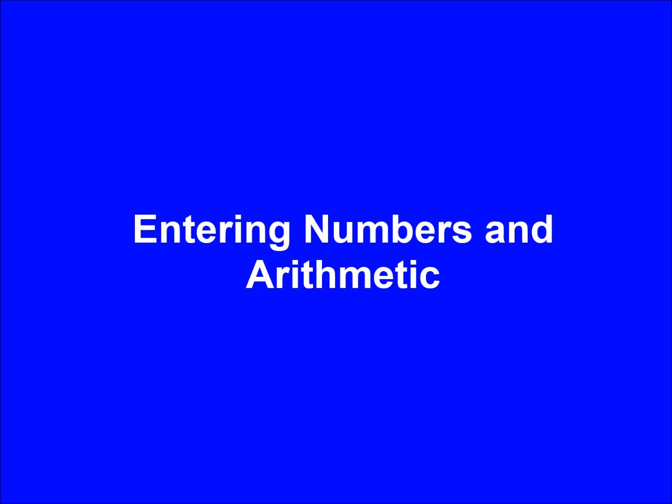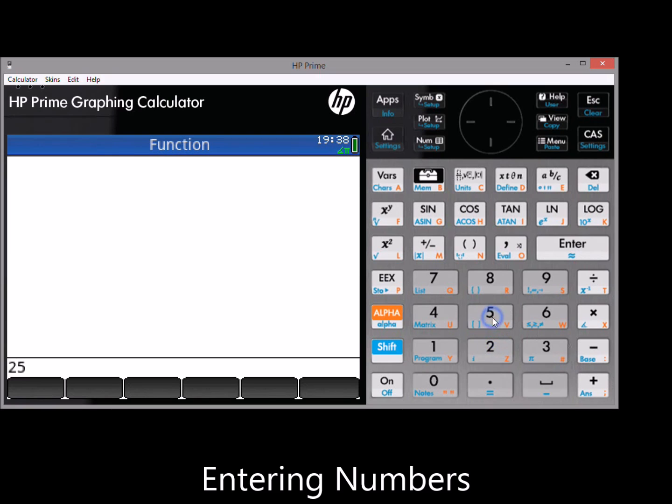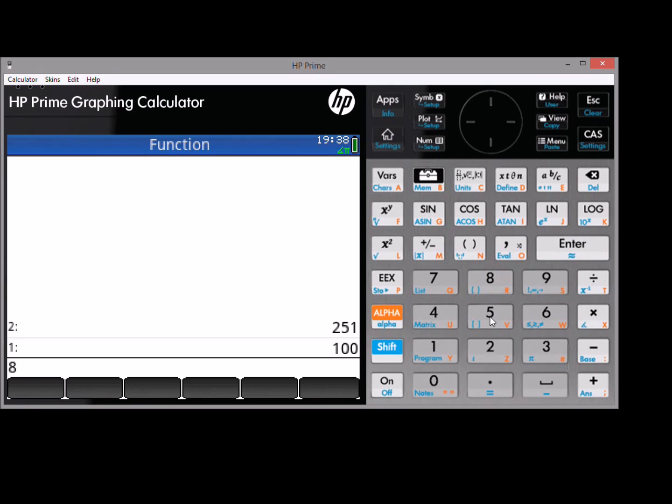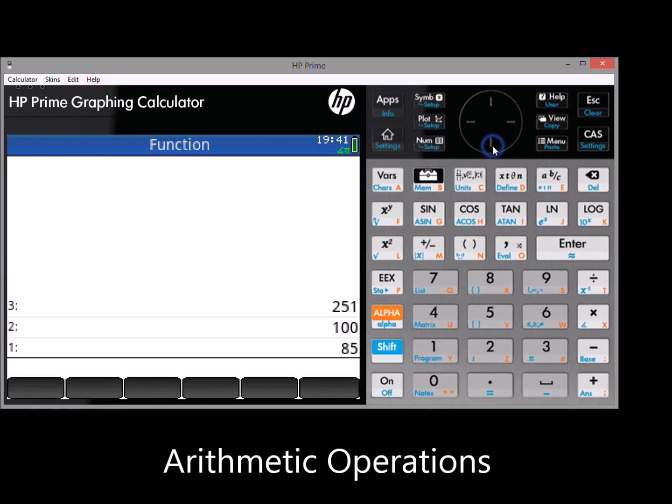Entering numbers and arithmetic. To enter numbers, all you have to do is enter the number and press the enter key. Pressing the enter key will put the number on what's called the stack. You can have as many numbers or objects on the stack as you want. Each of the arithmetic functions, addition, subtraction, multiplication, division, and powers, will require two objects or two numbers from the stack.